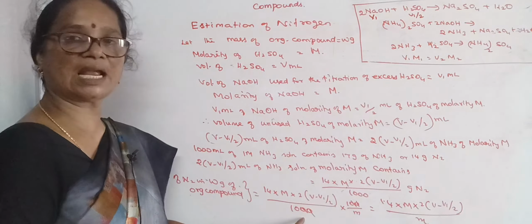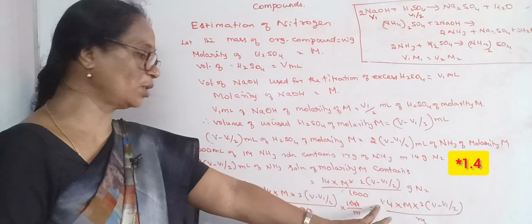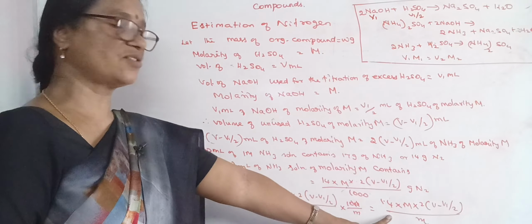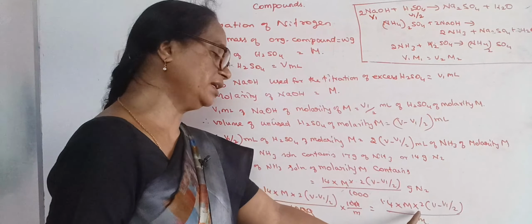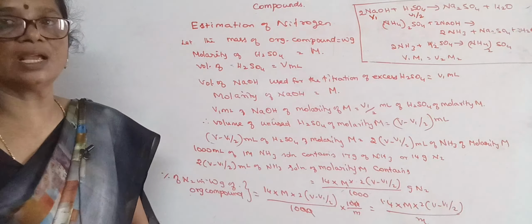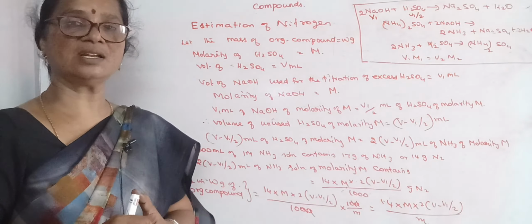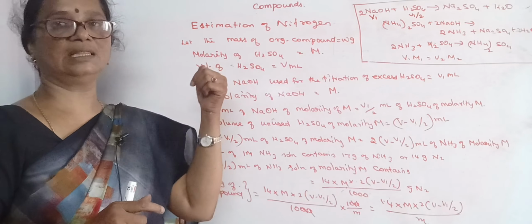100 and 1000 can be cancelled off. So, 14 by 10 becomes 1.4. So, the mass percentage of nitrogen is given by 1.4 into the molarity of the solution into 2 into (V minus V1 by 2) divided by the mass of the organic compound. So, this is how we did the estimation of nitrogen by 2 methods: one is Dumas method and the other one is Kjeldahl's method.